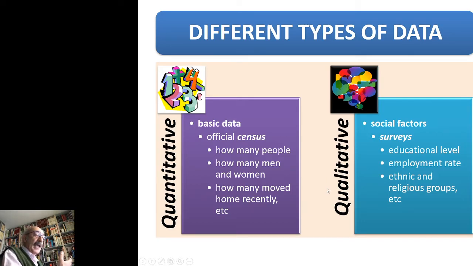All questions that start with how many are quantitative because they are answered with a number. And the other kind of data are called qualitative data. And these are data that can't be answered with a number, but with an idea, with a word, a noun, whatever. And these relate to social factors. And this is the difference between a census and a survey. A survey is a tool that answers social factors, such as the educational level, the employment rate, the ethnic and religious groups, okay, and so forth. Good.